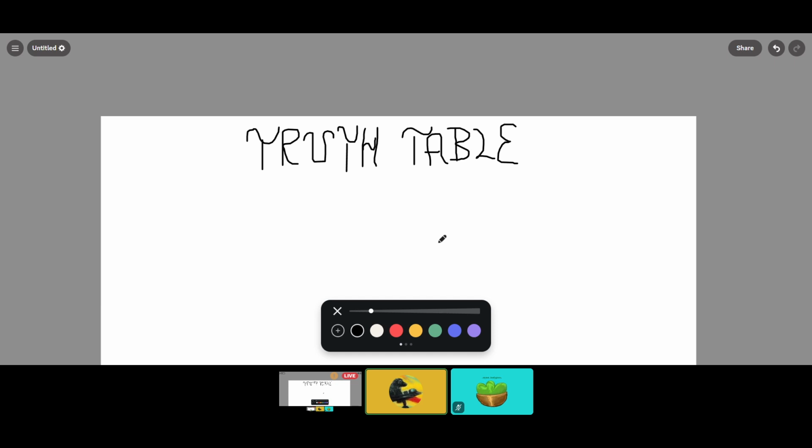So a truth table is like a spreadsheet that describes the behavior of a logic gate, or a few logic gates, or some kind of circuit based on its inputs and outputs. With a truth table, you will be able to see what inputs cause what outputs.